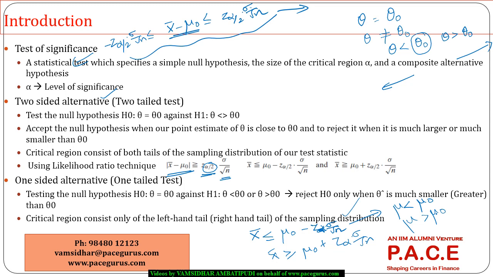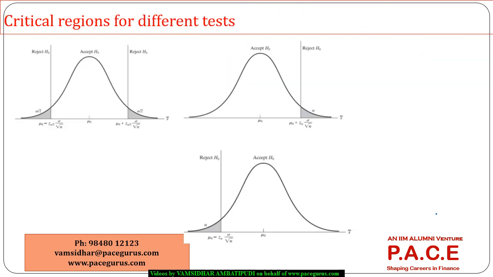This part we really need to understand initially, and once we get a comfort level on the critical regions for different kinds of tests, this is the critical region where the alternate hypothesis is mu not equal to mu naught. I am talking about this being one critical region, and this being the other critical region, bounded by mu naught minus z alpha by 2 times sigma by root n, and mu naught plus z alpha by 2 times sigma by root n.